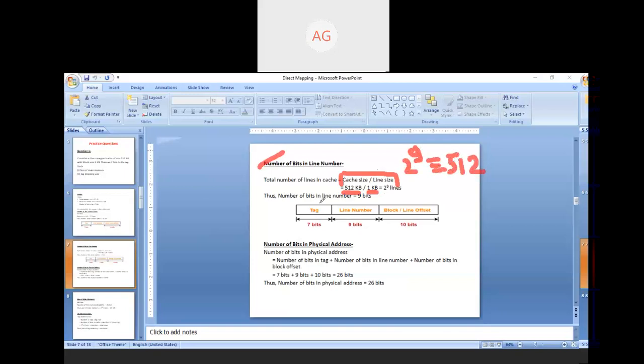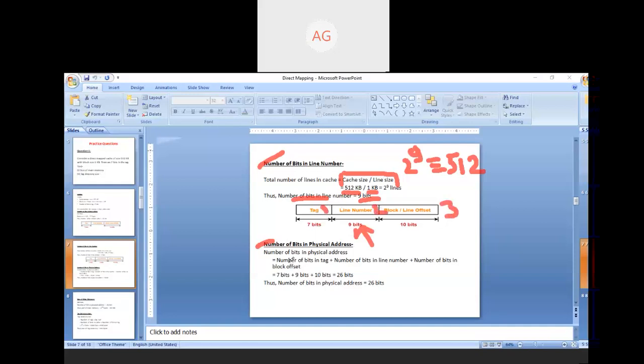So basically the number of bits in the line number is 9 bits. So here we write the line number consists of 9 bits. Now we are going to find the number of bits in the physical address. Basically, the number of bits in the physical address is the sum total of the number of bits in tag, line number and block offset.